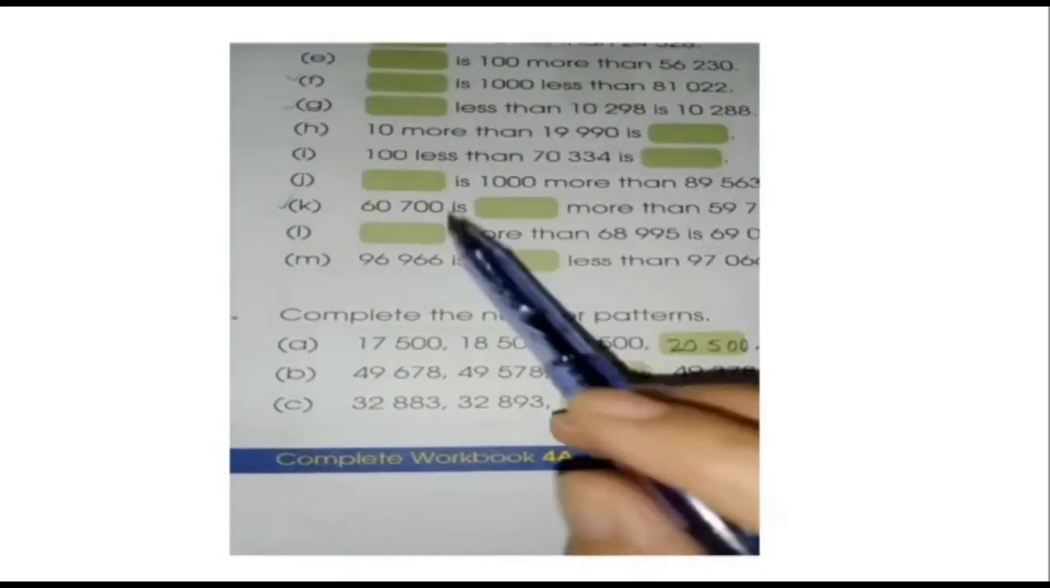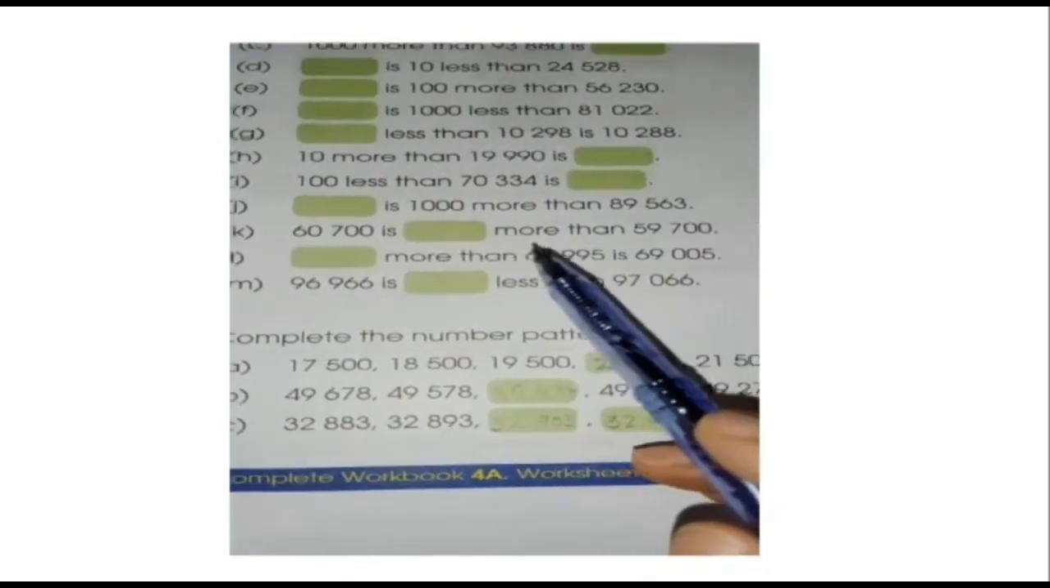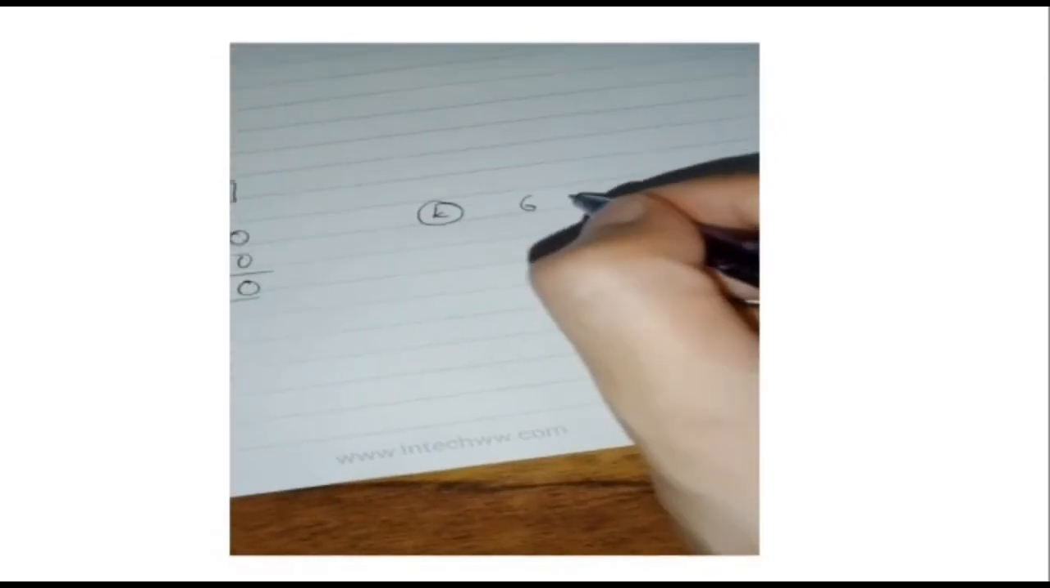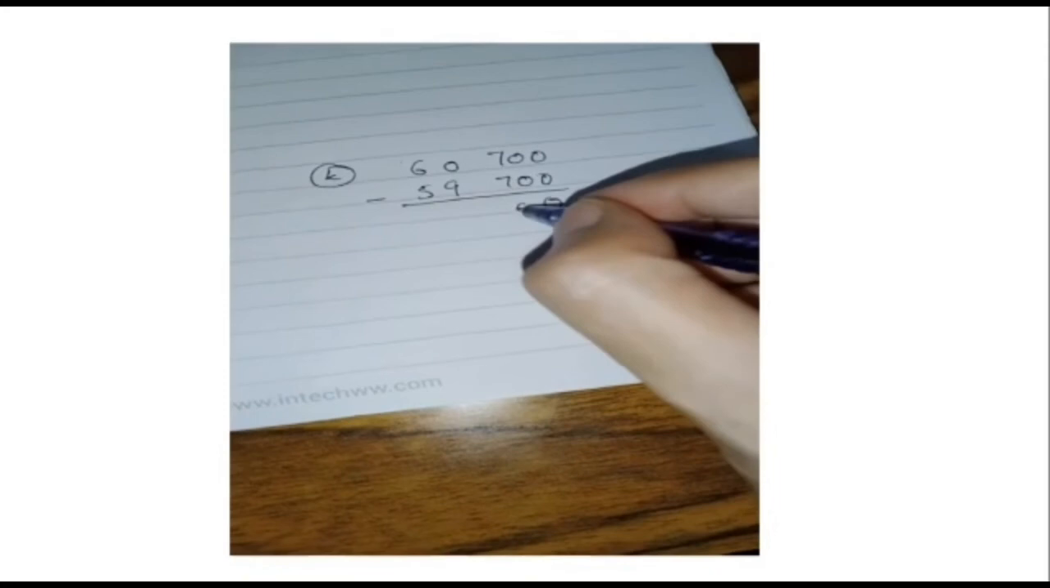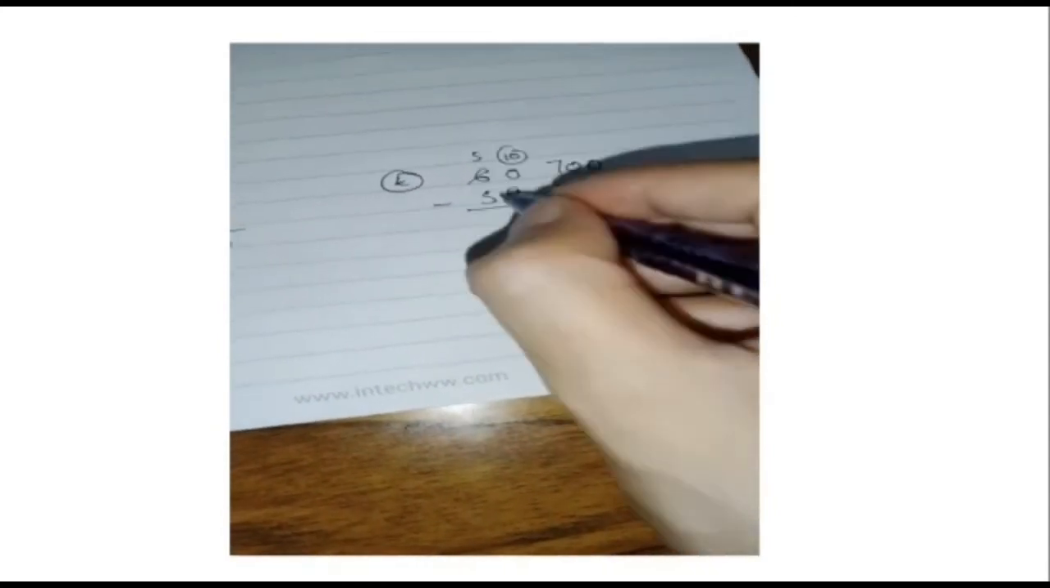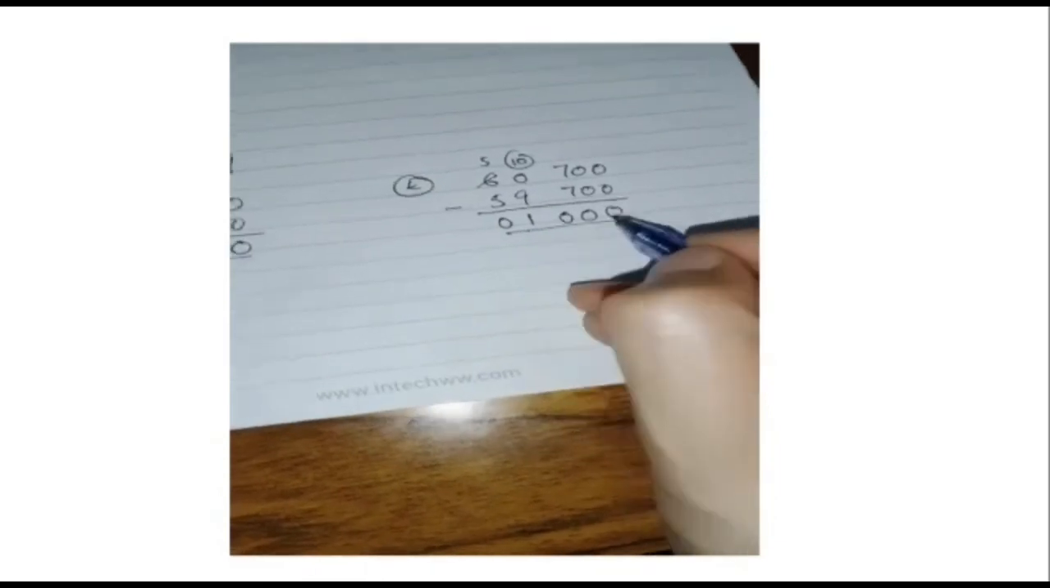The next is part number K. Part number K में 60,700 is dash more than 59,700. Subtract 59,700 from 60,700. Okay, let's check it. 60,700 minus 59,700. Okay, 0 minus 0, 0, 0 minus 0, 0, 0 again. Then you have to borrow, 10 minus 9 is 1, and then 0. So the answer is 1,000 again.